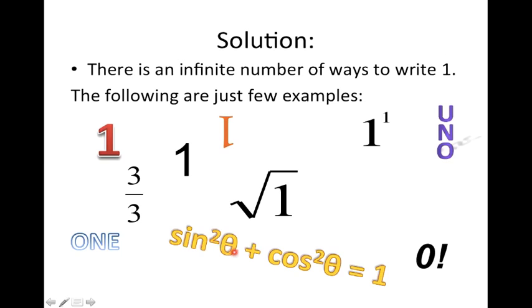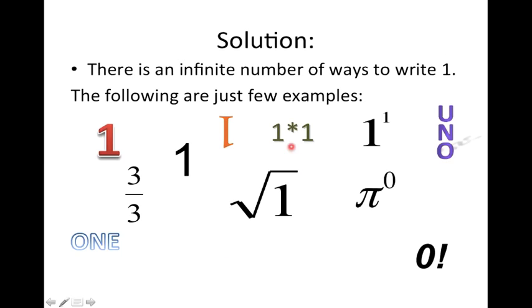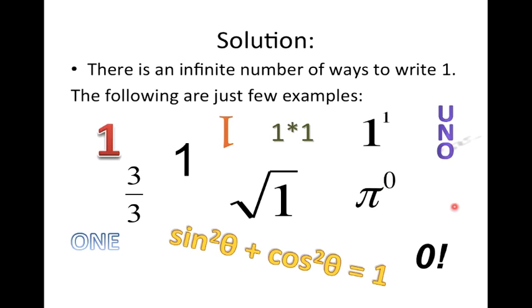This, sine squared theta plus cosine squared theta is equal to 1, is a trigonometric property, which is equivalent to 1, as you can see. Here's some more. This is 1 times 1, and that's equal to 1. Anything times 1 is itself. And here we have pi to the 0th power, and anything to the 0th power is equal to 1. So as you can see, there are an infinite number of ways to write the number 1.